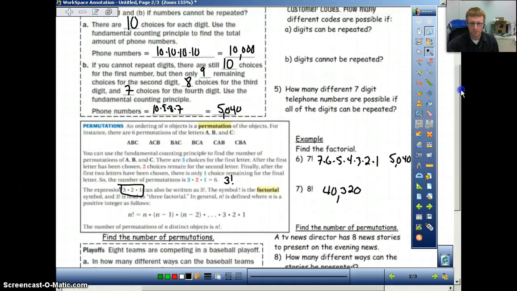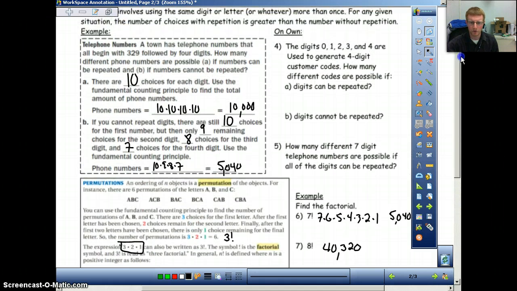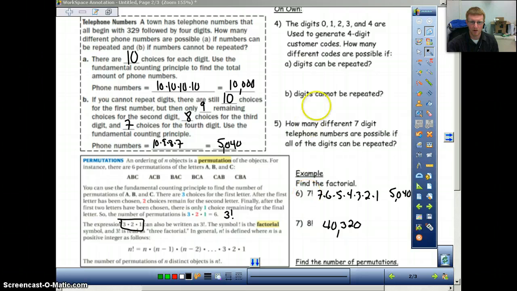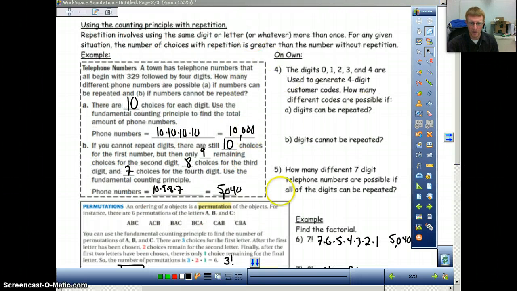Okay, so now that I've gone through those examples, I just want you to go ahead and do these problems up here on your own. This is dealing with this telephone number problem up here. So do 4 and 5 on your own and then hit play when you're ready.